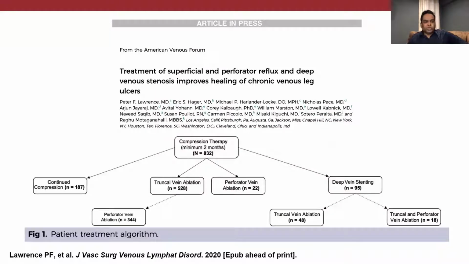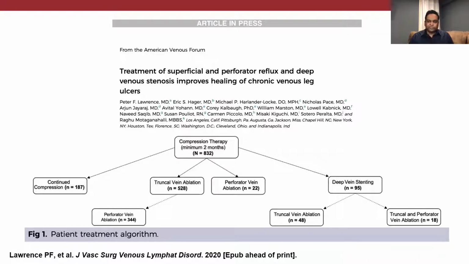One of the newer papers, again, that came out only within the last few weeks is from Peter Lorenz and his colleagues, who looked at 832 ulcers and looked at compression versus superficial venous interventions, or compression versus deep venous stenting. And we'll concentrate, for the purpose of this talk, on the deep venous stenting, since we already have the superficial venous evidence from EVRA.